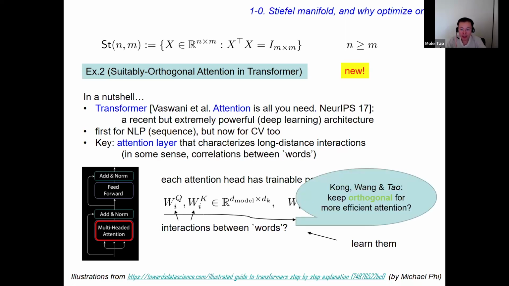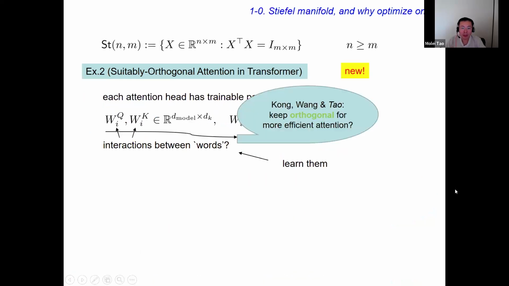But then we ask ourselves, suppose there are multiple ways in which words are correlated, are they really orthogonal to each other? If they are not, can we make the correlations orthogonal so that we don't keep on wasting our attention on very similar correlations? Mathematically, this just corresponds to making these weight matrices lie on the Stiefel manifold.